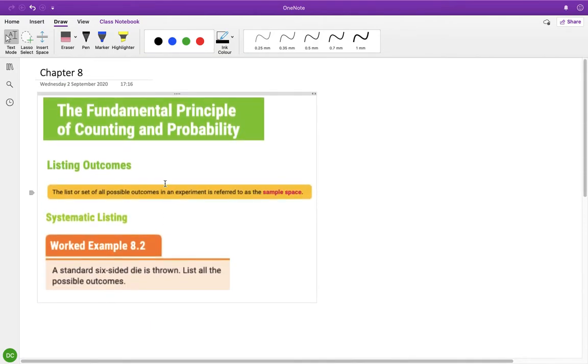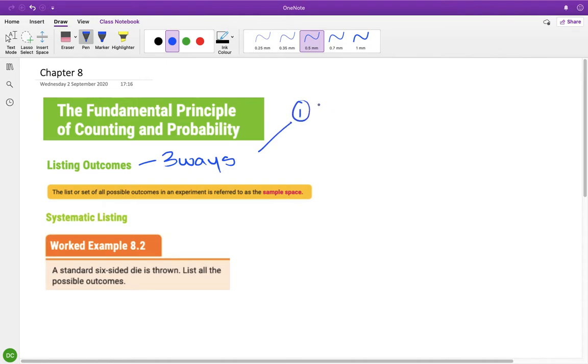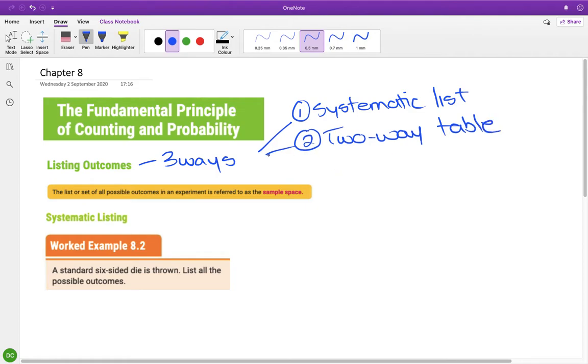Like I said, it's chapter 8, the fundamental principle of counting, and the first thing we're going to do is list outcomes. There are 3 ways of listing outcomes, depending on the question. The first way is a systematic list. The second way is a two-way table. And the third way is a tree diagram.